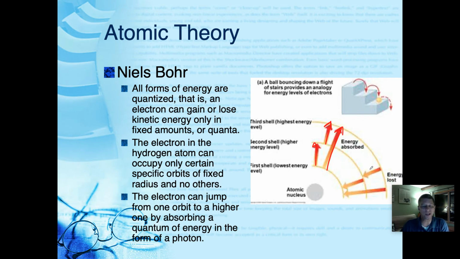So the electron itself can jump from one orbit to a higher orbit by absorbing a quantum of energy. And the reason that this relates to what we've been talking about in terms of modern physics is because the energy that's absorbed is absorbed in the form of a photon, a quantum of energy that we call a photon.